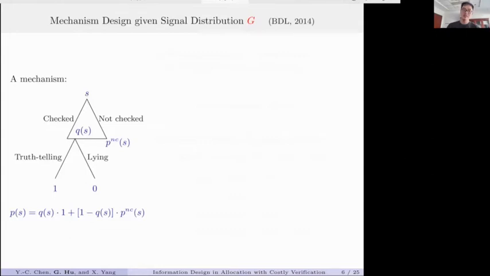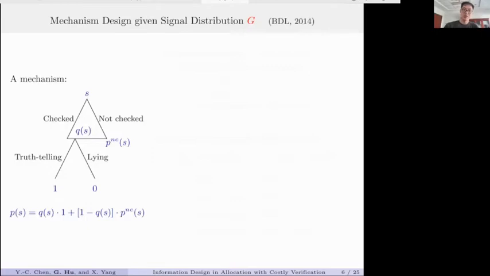So two cases. If the agent is not checked, then the principal knows nothing about the realization of the signal. The principal's decision can only be made based upon the distribution and the reported signal. So there would be an allocation probability, assignment probability, denoted by P not checked of S. So this one doesn't rely on the truth telling or lying factor of the agent.